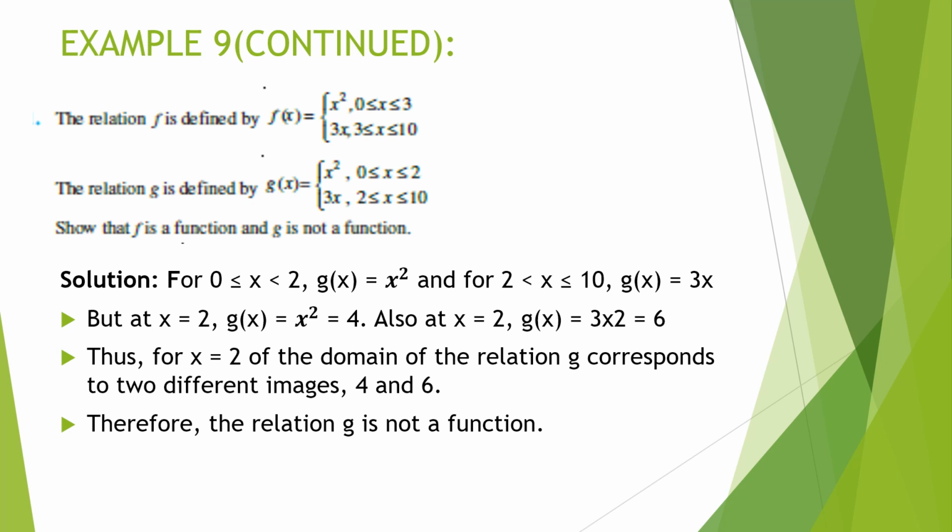Now for the relation g, 0 less than or equal to x less than or equal to 2, it is given by x square. So at x equal to 2, g(x) is equal to 4. Now at x equal to 2, g(x) is also equal to 3x. So g(x) is equal to 6 in that case. So for x equal to 2, the domain of the relation g corresponds to two different images, which are 4 and 6. So for one point x, there are two different images, 4 and 6. Therefore, it is not a function.